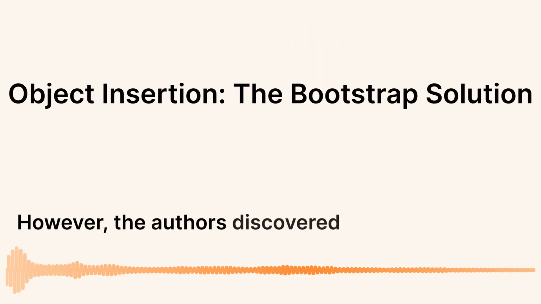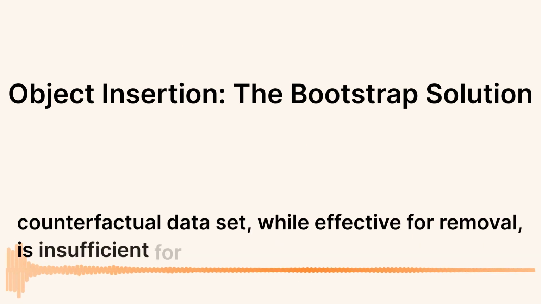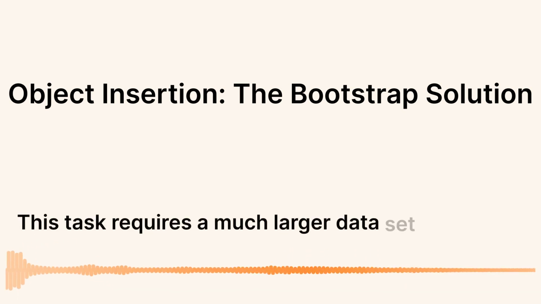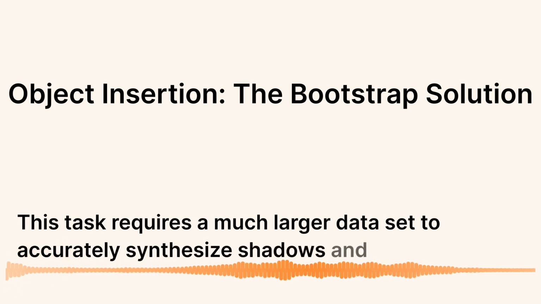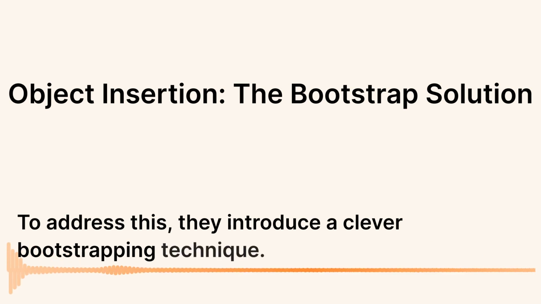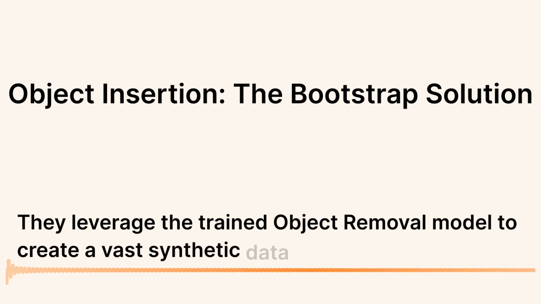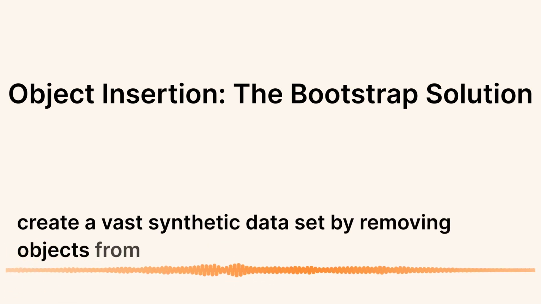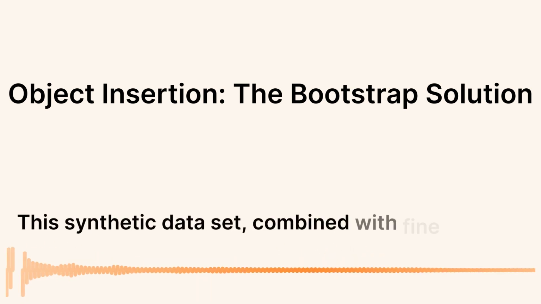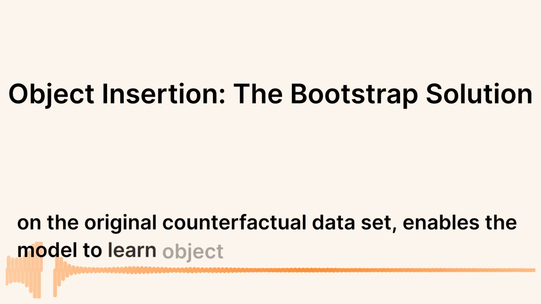However, the authors discovered that the counterfactual dataset, while effective for removal, is insufficient for training object insertion. This task requires a much larger dataset to accurately synthesize shadows and reflections. To address this, they introduce a clever bootstrapping technique. They leverage the trained object removal model to create a vast synthetic dataset by removing objects from a large unlabeled image dataset. This synthetic dataset, combined with fine-tuning on the original counterfactual dataset, enables the model to learn object insertion with high fidelity.